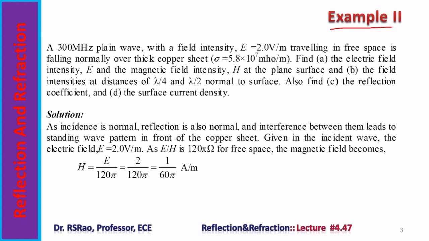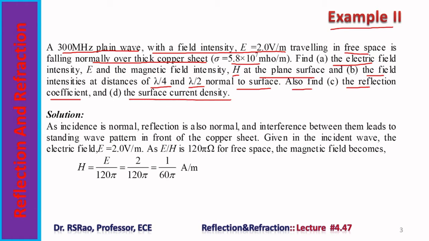Another problem, example 2. A 300 MHz plane wave with field intensity E equal to 2 volts per meter, traveling in free space, is falling normally over a thick copper sheet. Conductivity is given by this formula. Find A, electric field intensity E and magnetic field intensity H at the plane surface, and B, the field intensities at distances of lambda by 4 and lambda by 2 normal to the surface, and also the reflection coefficient and surface current density.